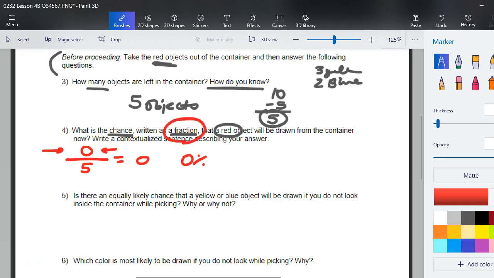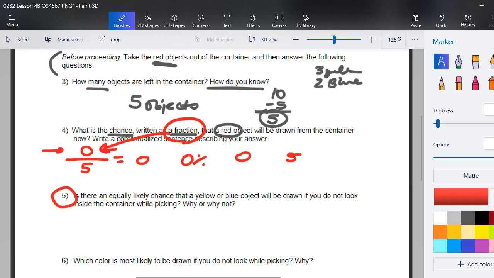It is asking for a fraction, so I'll stick with this one. We are not going to draw a red item out of our bag. Contextualized sentence: it is impossible to draw red out of our bag as we currently have it. There is a 0 chance out of every 5 tries that we will get a red object out of our bag.